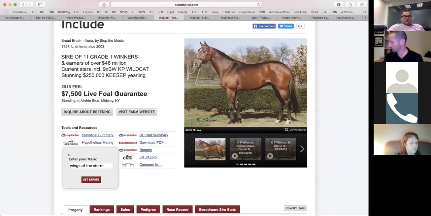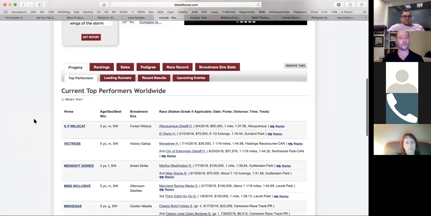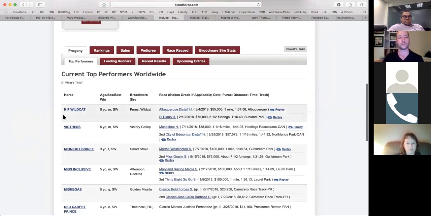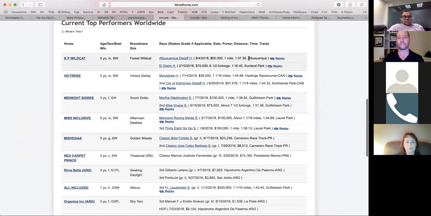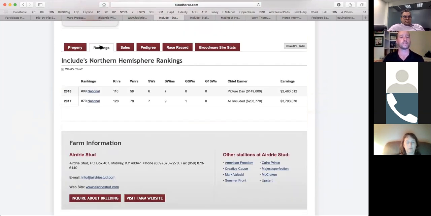A couple of things. The big thing about that, you can look at his recent top performers. The information there is fairly self-explanatory. Rankings, that's what he's done on the national stallion list the last 2 years. The rankings, number 99 national, number 70 national, that's by earnings. That's how stallions are ranked. Typically not the most useful and accurate, but that's the way it's always been done.